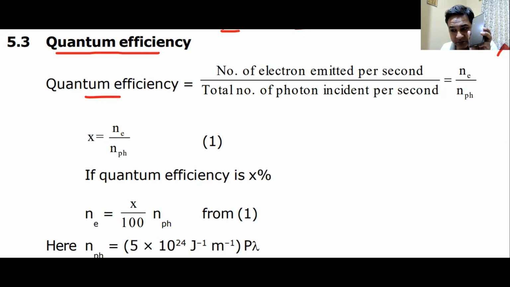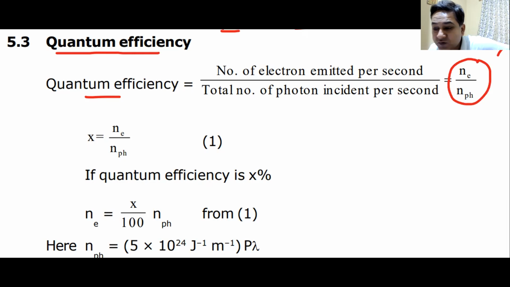Emitted number of electrons, not frequency. That is known as the quantum efficiency: the number of electrons emitted divided by the number of photons which are falling.